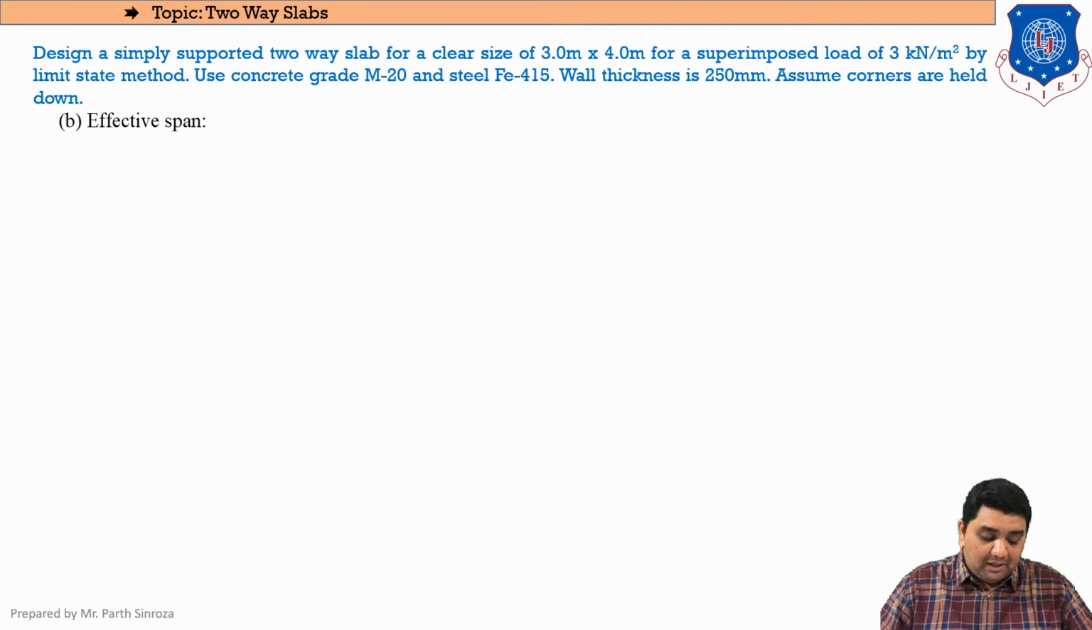So the second step of ours will be to find the effective span. Again, for simply supported one way or simply supported two way, our answer will be the same. We will always check it for the shorter span first and then for the longer span, and you will get the equation from page number 34.